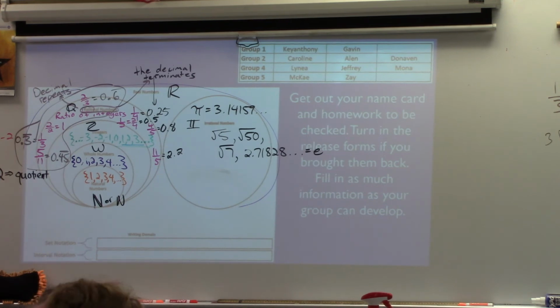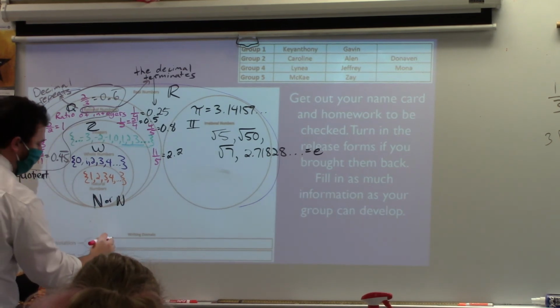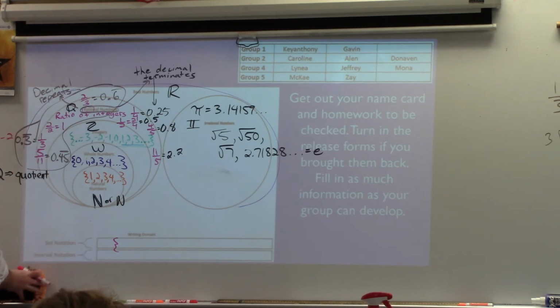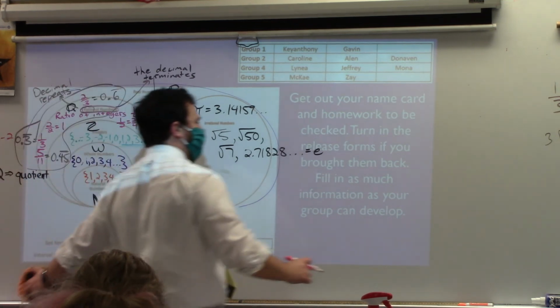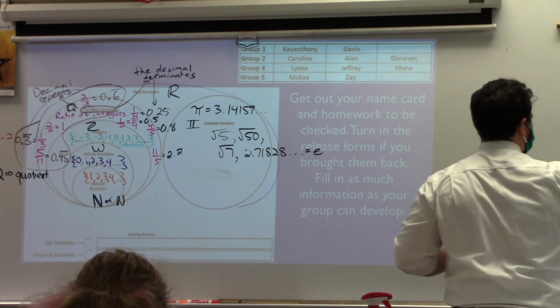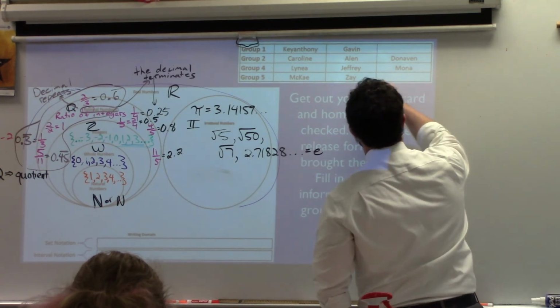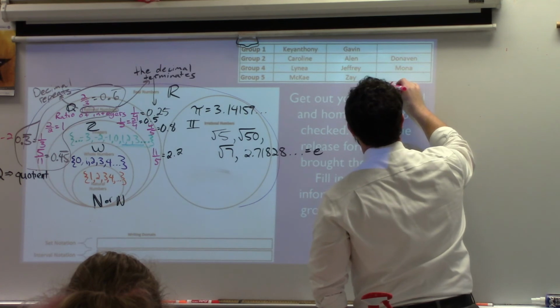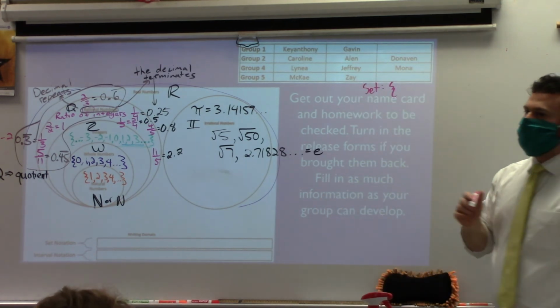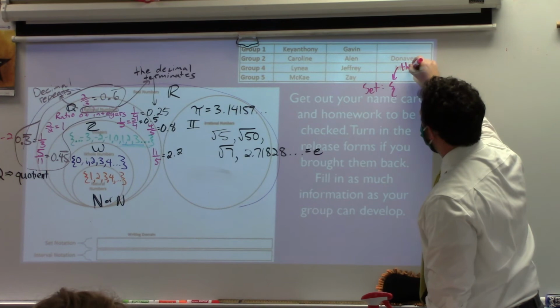Okay. So writing domain, this is a skill we do need. Set notation. What do we need to remember for set notation? What do we use to start that set? Curly bracket, right? That is an ugly curly bracket. I'm going to write it over here so I have plenty of room. So when we do a set, we start with a curly bracket, and remember that tells us the set of.